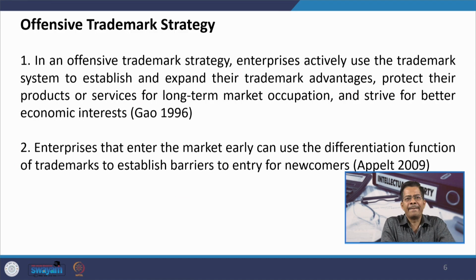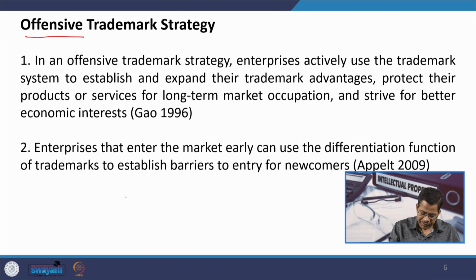Now, let us discuss what are the different types of trademark strategies. Like in the case of patent, here also we have offensive and defensive trademark strategy. As the name says, offensive trademark strategy means taking an aggressive position with respect to your trademarks. So, I will try to protect all possible variants of my trademark so that there cannot be any competitor. There is no possibility that in any way your name or your trademark can be copied or infringed.